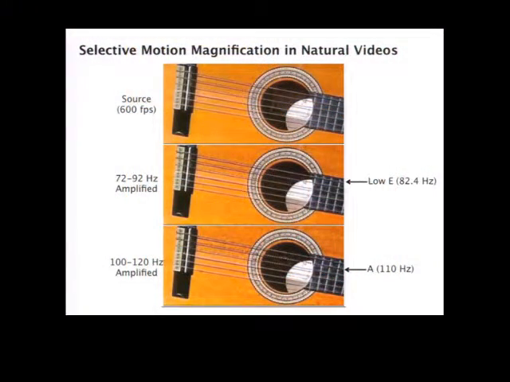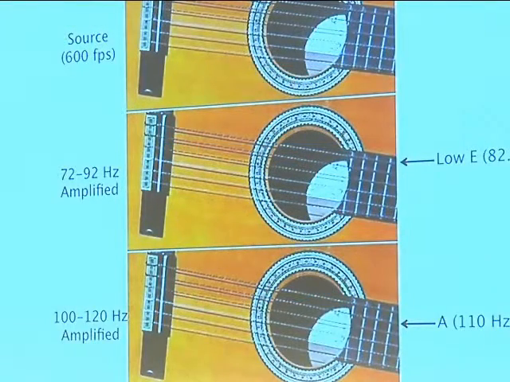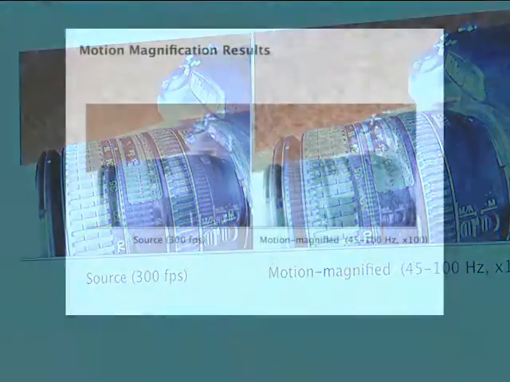So here's a high-speed video of a guitar with all the strings being struck. Now we can pull out the motion of the low E string by applying a narrowband filter near its frequency and amplifying that signal, adding it back in, or with the A string, making it move as well. So again, we're visualizing motions that are really there, but we do it in a way that avoids us having to measure the motion and amplify it explicitly, which is very hard to do accurately.